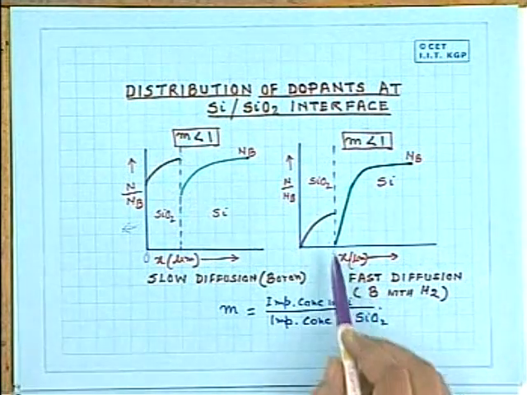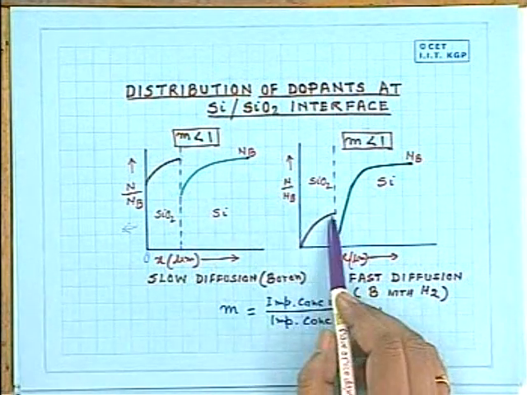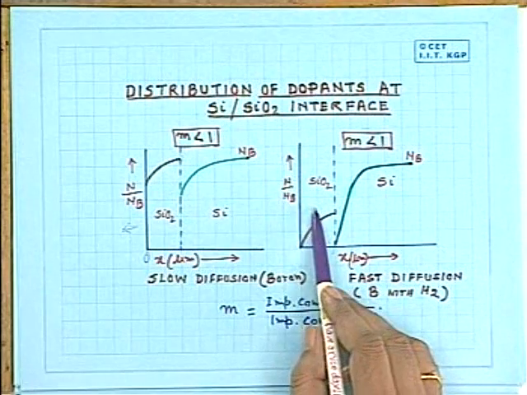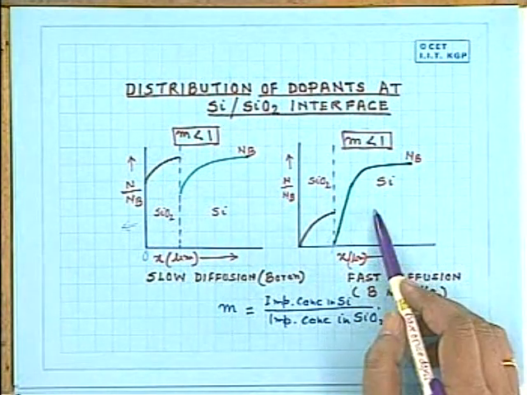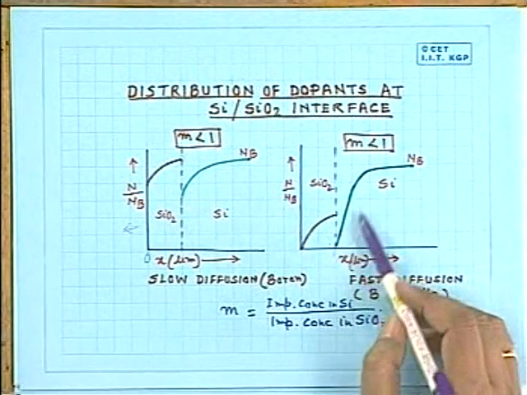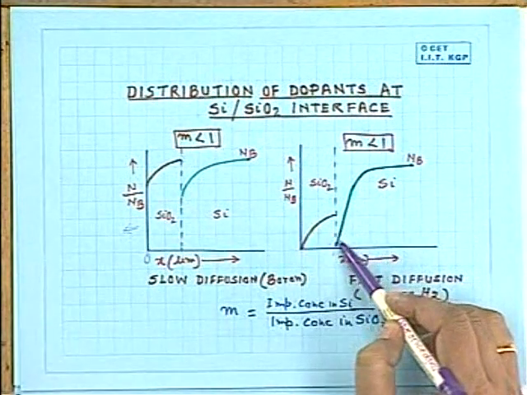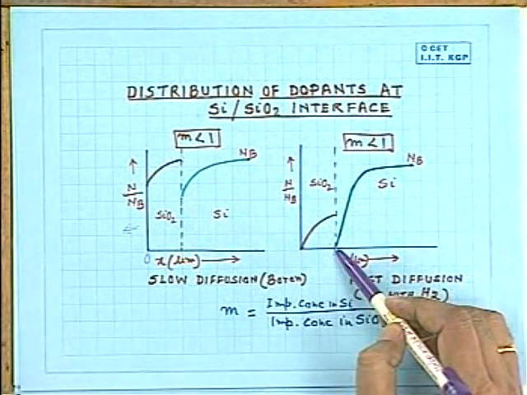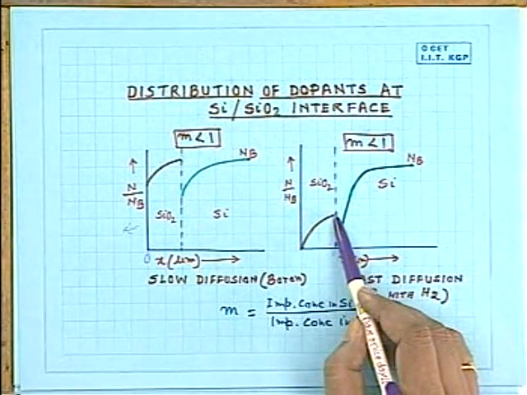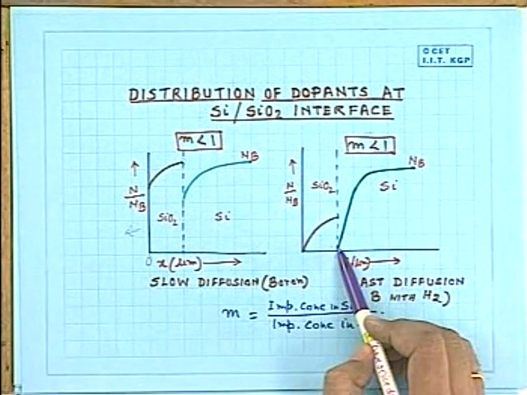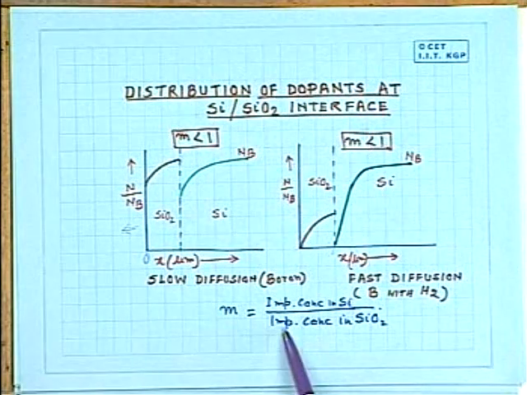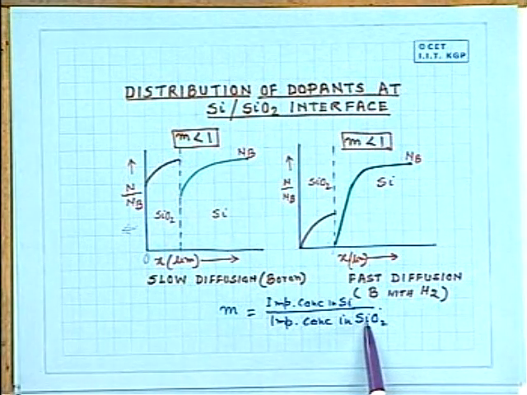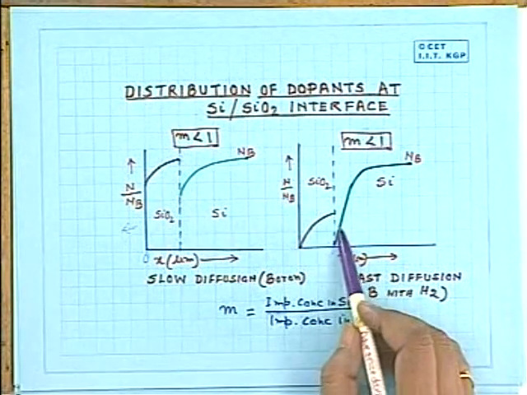Because of the fast diffusion, evaporation is more, and because of the more evaporation from the silicon dioxide into the ambient, the dopant supply from the bulk is at a faster rate, and so the curve here is of a decaying nature at the surface. But this point always stays at a higher level compared to this point, because m is less than 1. M is less than 1 means impurity concentration in silicon dioxide will be more compared to that in silicon. That is also reflected here.